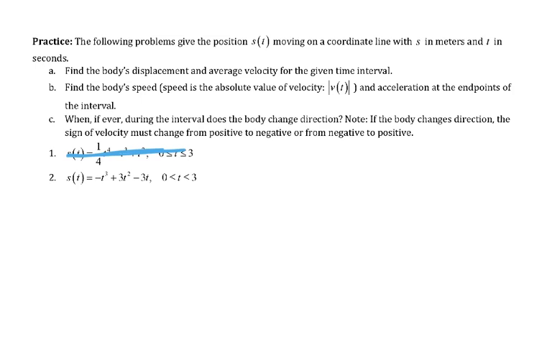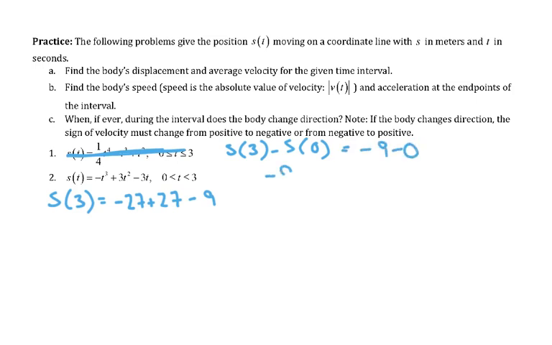All right, displacement is going to be s of 3 minus s of 0. So when we plug in 3, that's negative 27 plus 27 minus 9. So the displacement is negative 9 meters. That's the displacement. Find the average velocity.